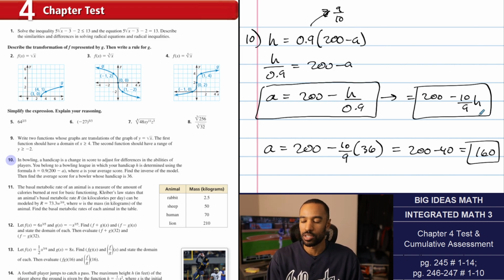So if their handicap is 36, their average must be 160 to begin with, right? That's kind of what they're saying for that. Well, that's exactly what they're saying for that.